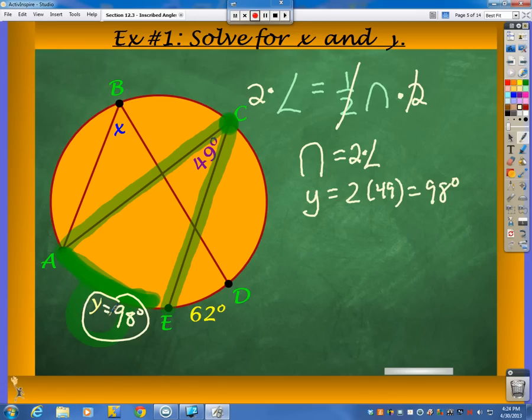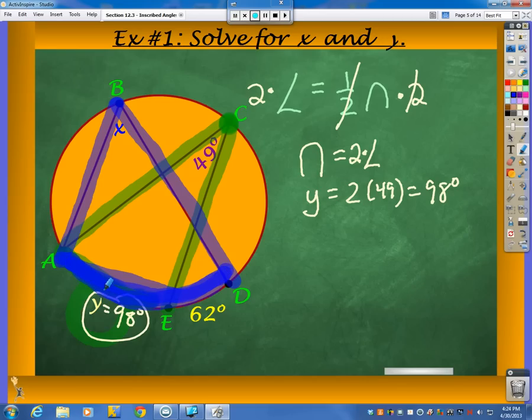So there's that piece. Now, x is another inscribed angle. So let's look at it. X goes all the way to A and all the way to D, and everywhere in between is its arc. Well, that's made up of 2 pieces. It's made up of the 98 and the 62. So what do I do with 2 arcs when I want to consider them as one whole? I would add them. So altogether, this arc is 160 degrees. If the arc is 160 degrees, the angle is half of that, so x is 80 degrees.